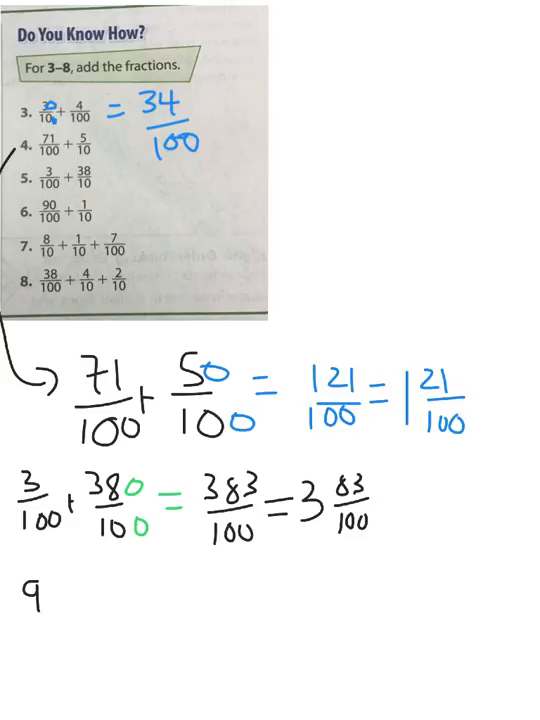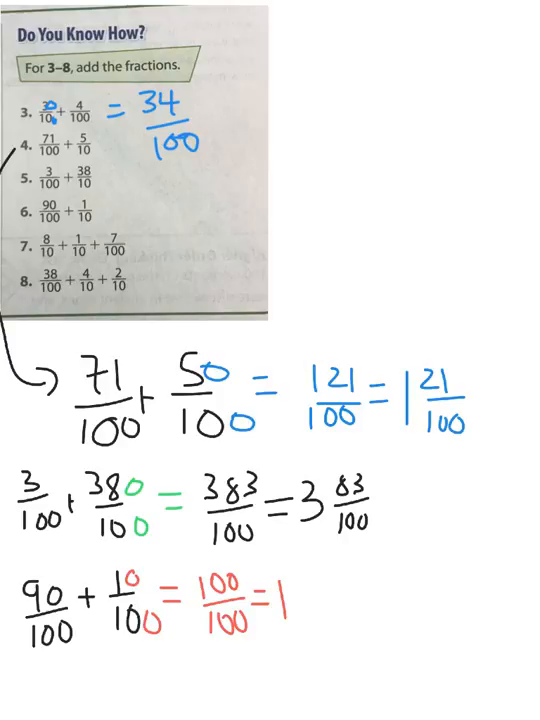All right, now we're going to move to number 6. We have 90 over 100 plus 1 tenth. Add your zeros to the tenths, and we're going to end up with 100 over 100, which equals 1 whole. So that was number 6, was down there.